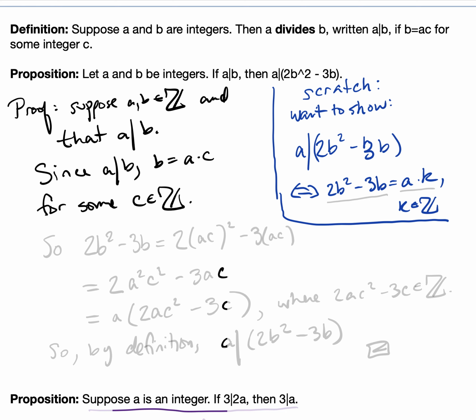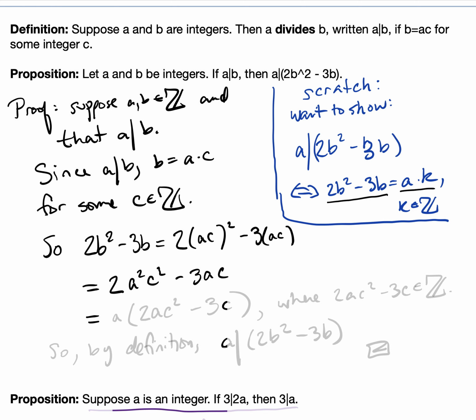Now we're trying to prove something about 2b squared minus 3b. So observe that 2b squared minus 3b is equal to, using substitution, instead of b we can write ac squared minus 3ac. And that would then be equal to 2 times ac squared, which is a squared c squared, minus 3ac. And we're trying to show that this quantity is equal to a times some integer k.